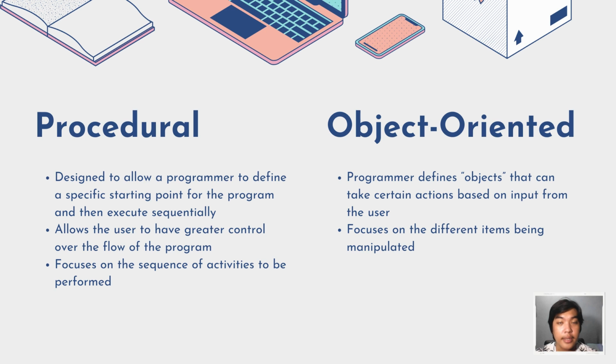An object-oriented programming language is designed so that the programmer defines objects that can take certain actions based on input from the user. In other words, a procedural program focuses on the sequence of activities to be performed, while an object-oriented program focuses on the different items being manipulated.